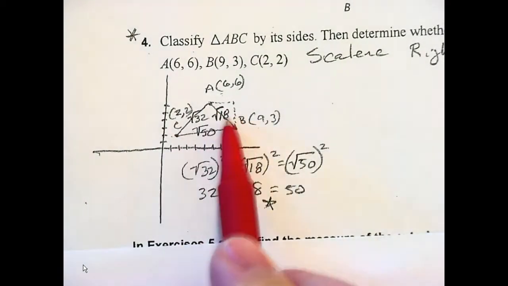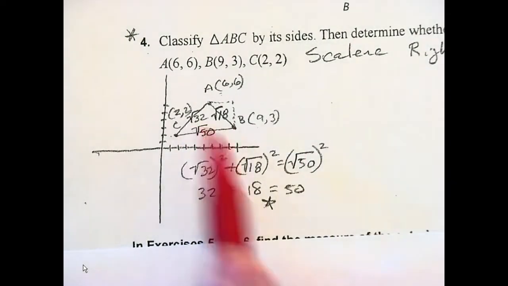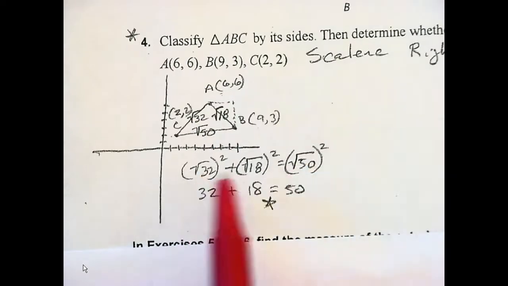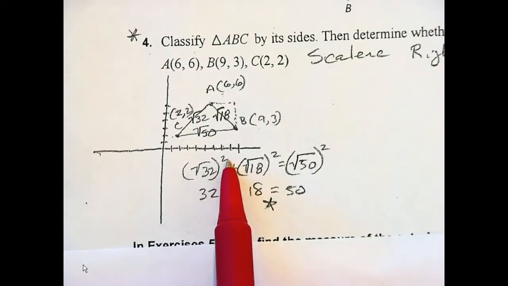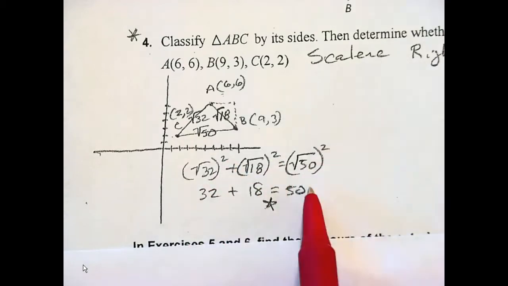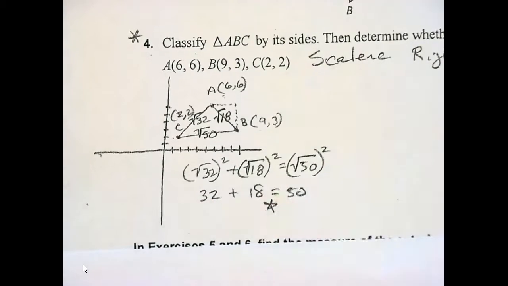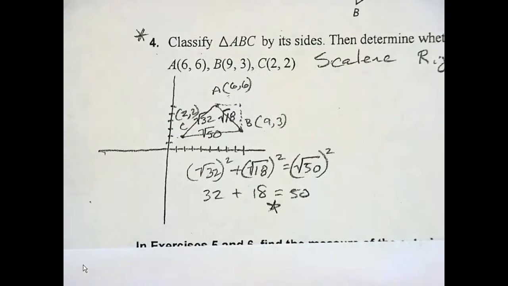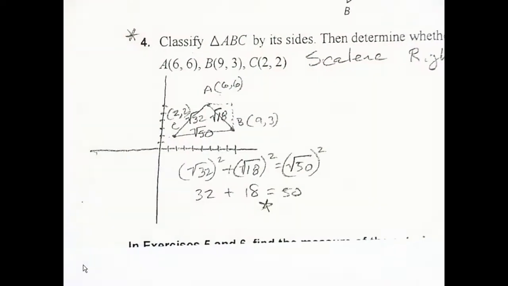I used the distance formula or the Pythagorean theorem on each of them. But then second, the way I knew it was right, once I found the lengths, you can use the Pythagorean theorem, a squared plus b squared equals c squared. And you find out that square root of 32 squared is 32, square root of 18 squared is 18, and square root of 50 squared is 50. Okay, 32 plus 18 equals 50. Therefore, Pythagorean theorem works out there. The scalene right. How many got scalene right? How many got scalene? How many got right? Hey, that's right. Good job.